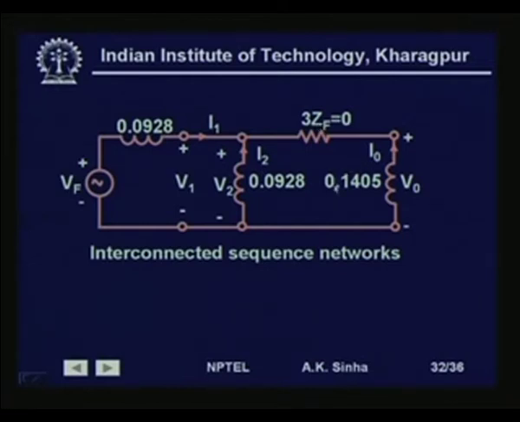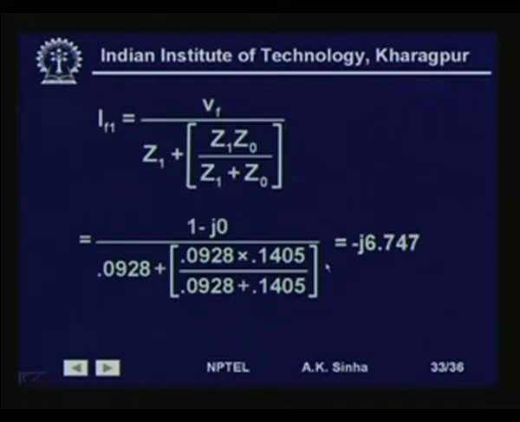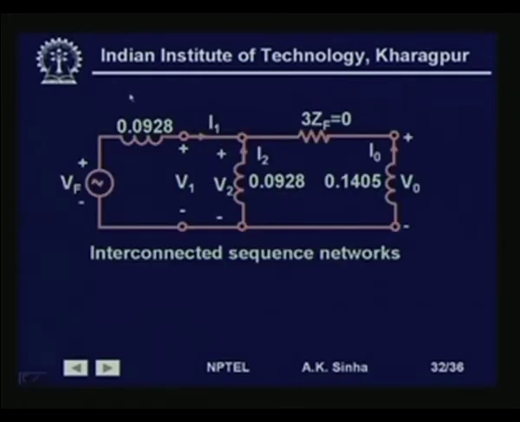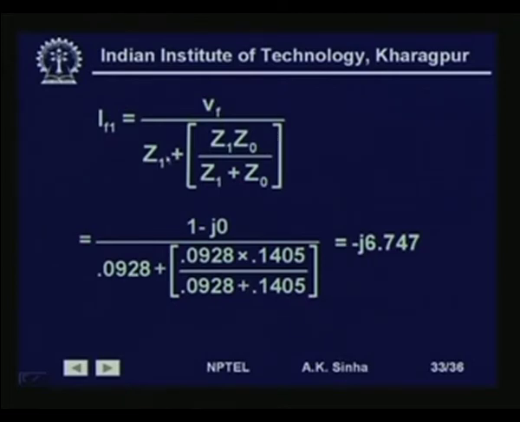So, this is Z0, the zero sequence impedance. The interconnected sequence network will be like this. We can get the positive sequence current from this VF divided by this impedance plus these two impedances in parallel. So that is what we have done: Z1 plus Z2 parallel Z0, where Z2 is the same as Z1, so it is Z1 Z0 divided by Z1 plus Z0.